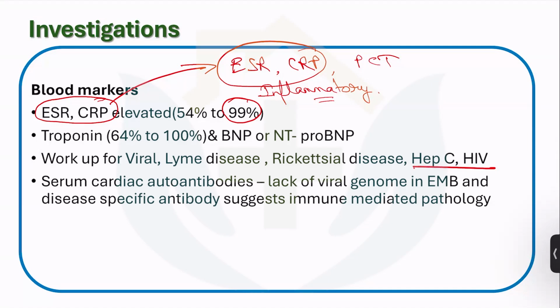Cultures, etc. And in advanced centers, if the patient is financially able, then serum cardiac antibodies, endomyocardial biopsy, and of course cardiac MRI. This you need to do. We shall discuss more on cardiac MRI and EMB in the next few slides.